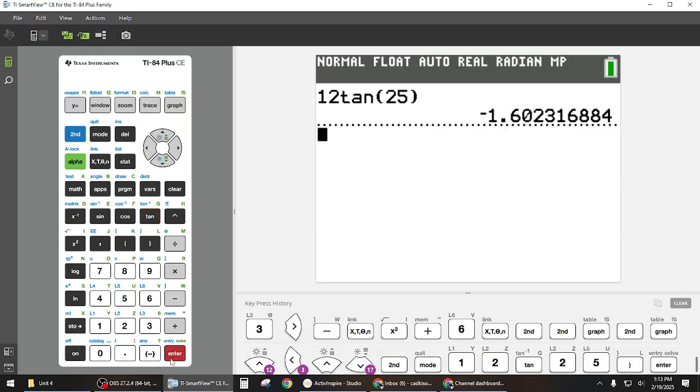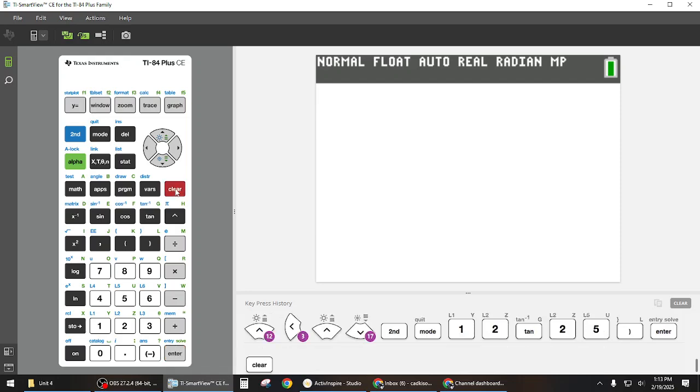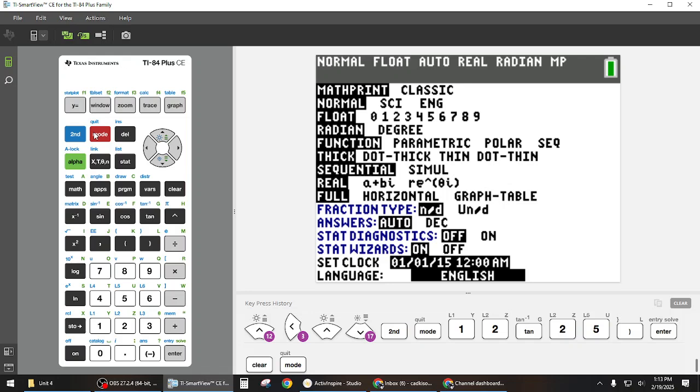And you need to make sure that you are in degrees. I'm in radians. Why did it switch back? I switched mine yesterday. Oh, but I know why. My computer reset last night. Let me switch over.